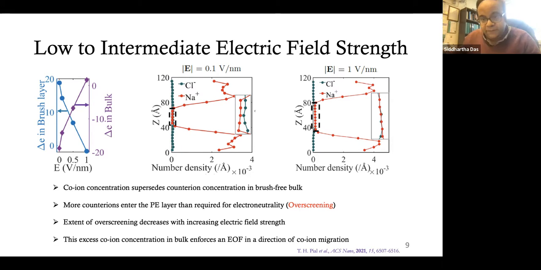At larger electric fields, on the other hand, such as E equal to 1 volt per nanometer, there is no more overscreening, and hence there are equal numbers of plus and minus ions within the brush-free bulk. So there is no overscreening and hence no co-ion dominated electroosmosis for larger electric field strength.